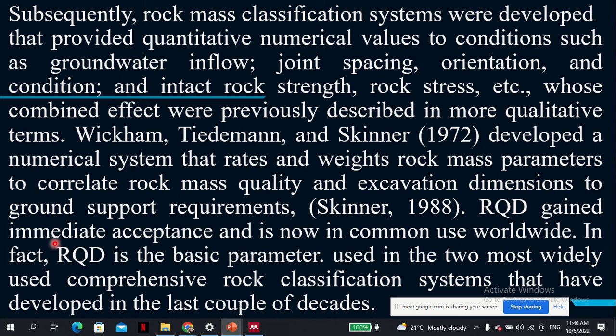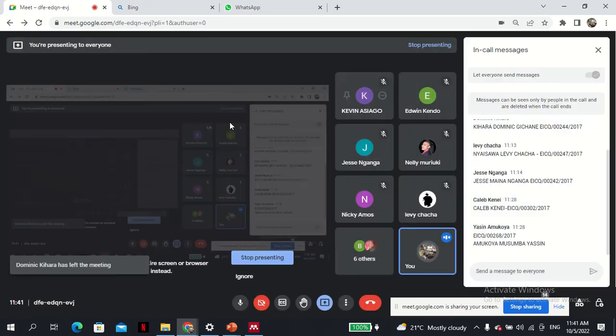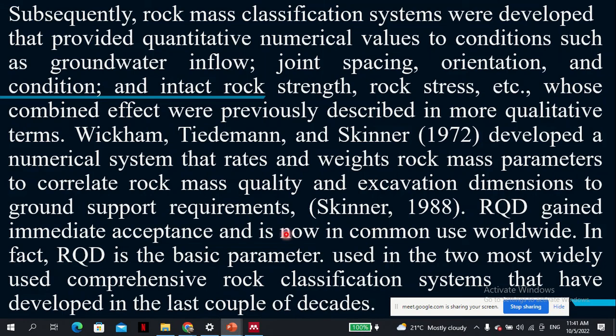RQD gained immediate acceptance and is now very common. In fact, it is the basic parameter used in the two most widely used comprehensive rock classification systems that have been developed in the last couple of decades. We have methods called Bieniawski's rock mass rating, RMR, and there's another one we call the Q system. Those are the major classification methods.